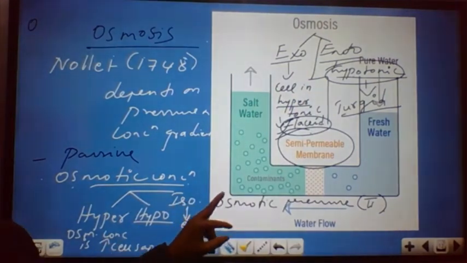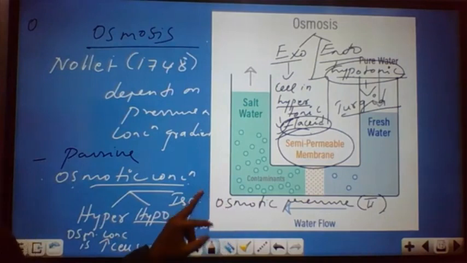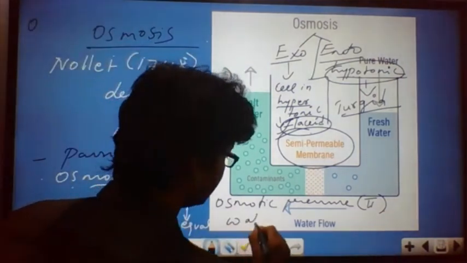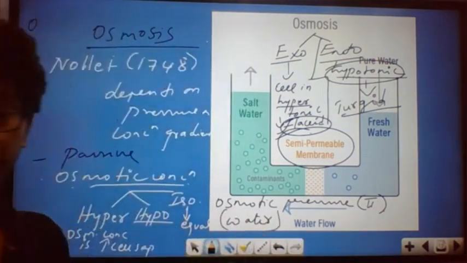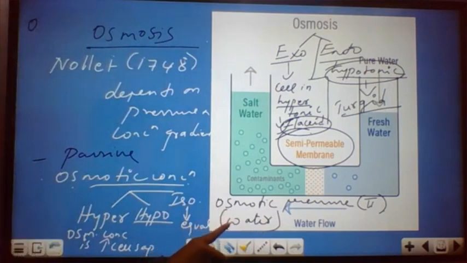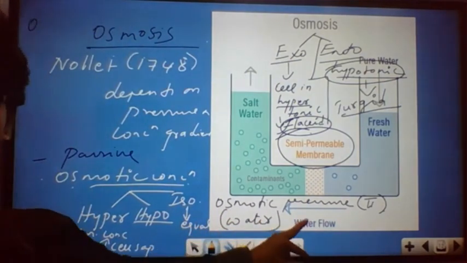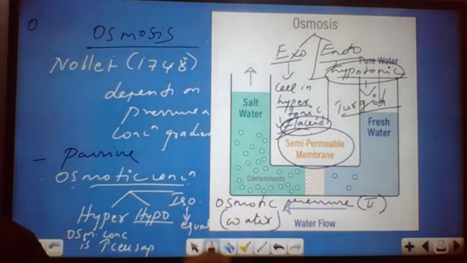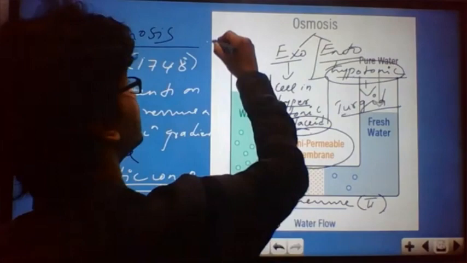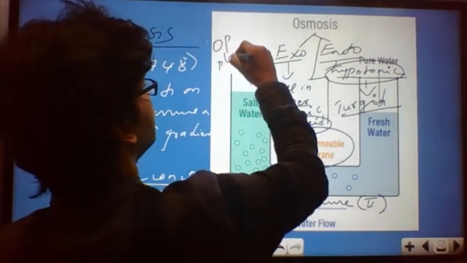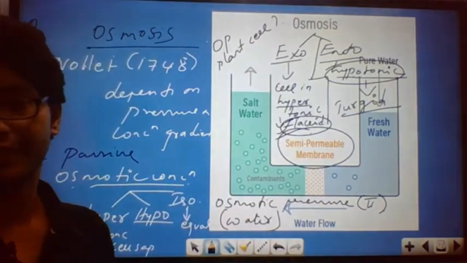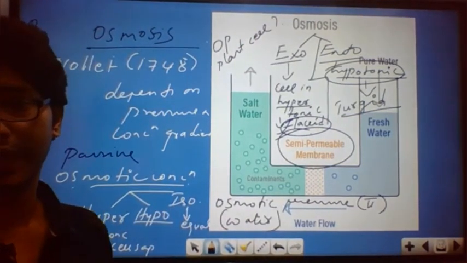Coming to the osmotic pressure. This is the pressure in a solution that is separated from its pure solvent, water, by means of a semi-permeable membrane. What is the osmotic pressure of a plant cell? Can someone tell me what is the osmotic pressure of a plant cell?